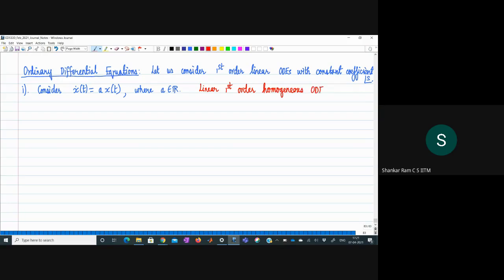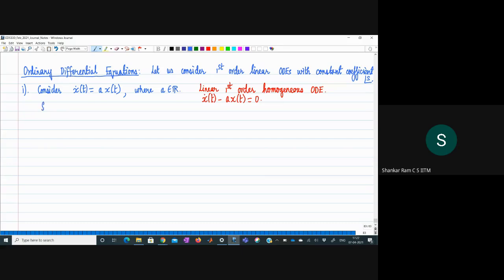The reason why it's called linear is obvious to all of us. Why it's first order is also obvious. Why do you think it's called homogeneous? The forcing function is not there. Very good. If you rewrite this equation as x dot of t minus a x of t equal to 0, as Ramkumar correctly told, the forcing term is not present on the right hand side. That's why it's a homogeneous ordinary differential equation.